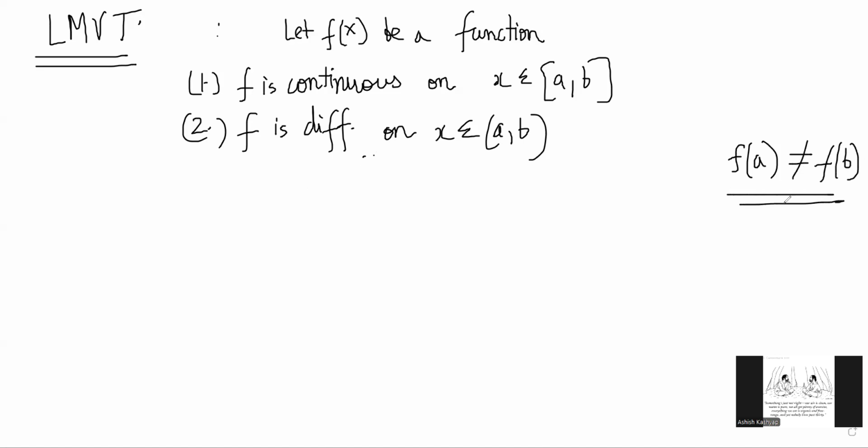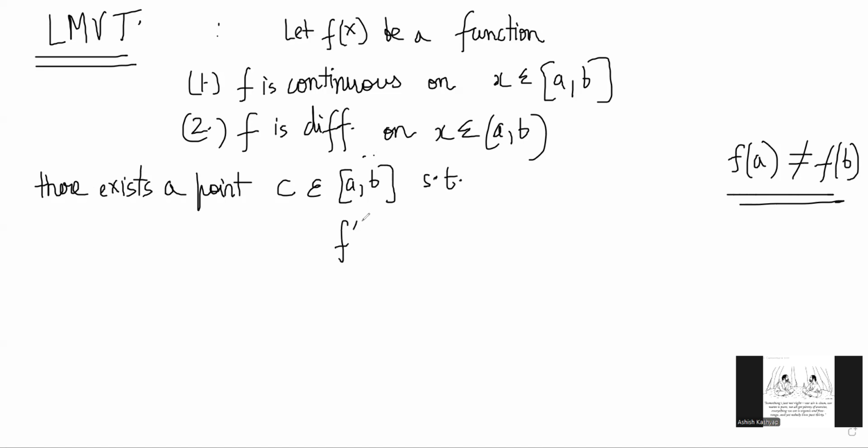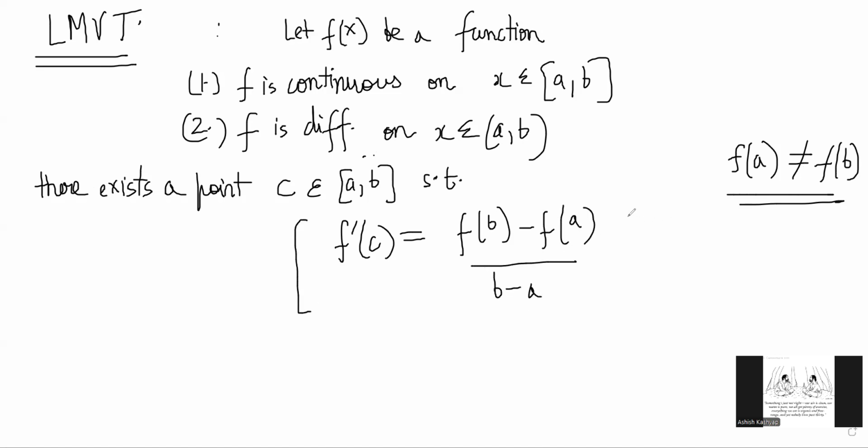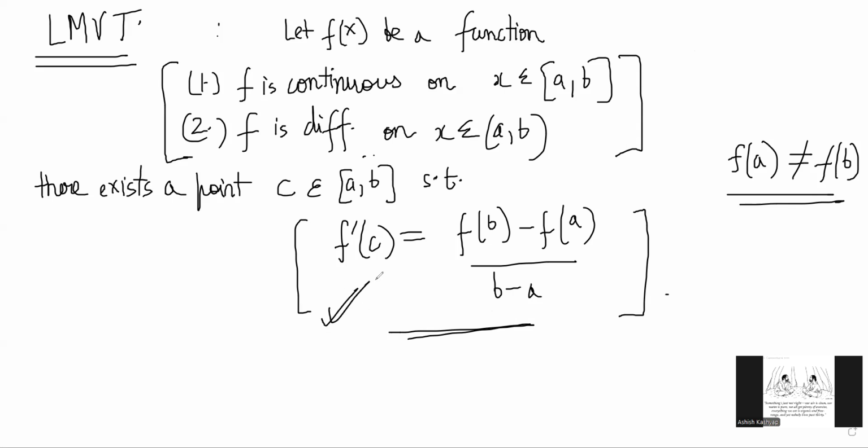Okay? And we can say that there exists a point c belonging to (a, b) such that f'(c) is equal to (f(b) minus f(a)) divided by (b minus a). So this is the statement of Lagrange's mean value theorem, that if the following two conditions are satisfied, then automatically there will be a c in the interval a to b, which will always satisfy this.